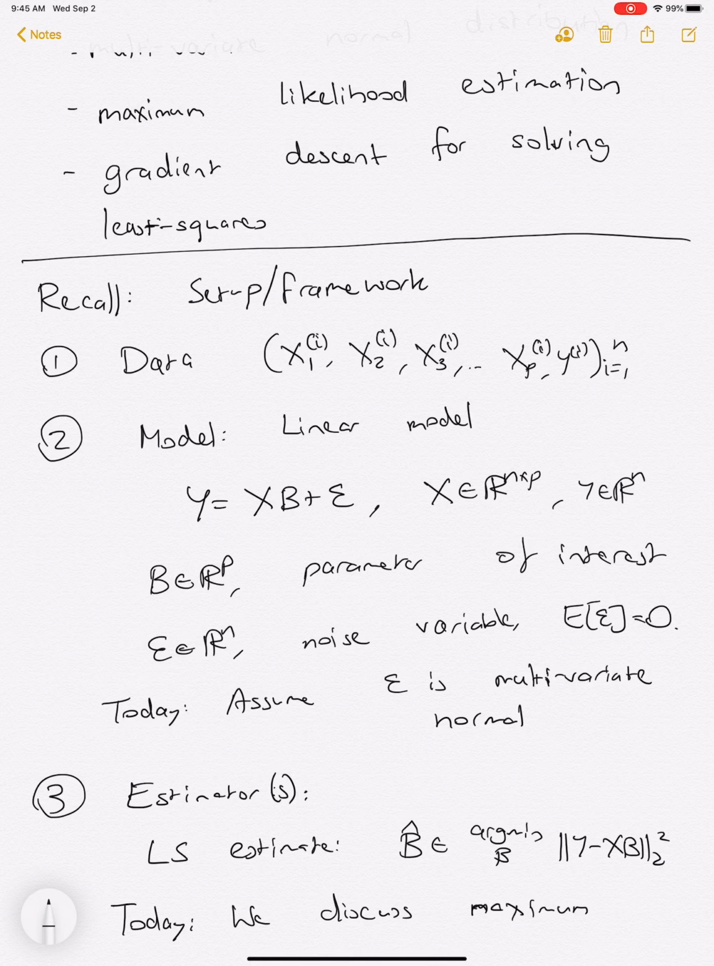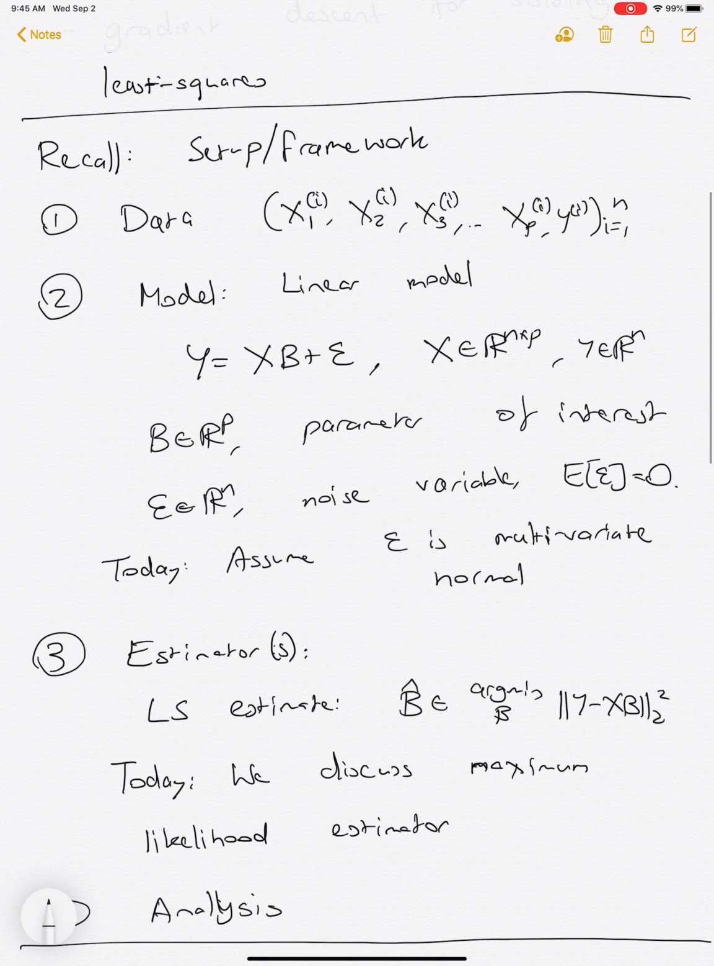I talked about the fact that we can potentially make different assumptions on that epsilon. Today we're going to assume that epsilon is multivariate normal, whereas before we assumed that it was just mean 0, and then we later assumed that it was homoscedastic, so it had variances that were the same. Today we're going to make the assumption that it's multivariate normal and see where that takes us.